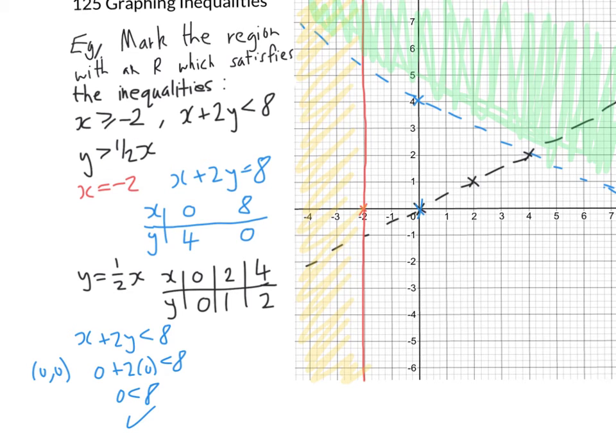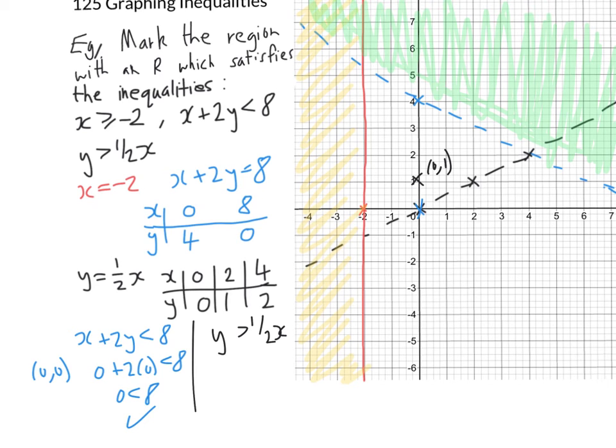Last one then is this one here. We've got y is greater than half x. Now the problem with this one is that if we pick the point 0, 0, it is on the line. You cannot pick a point that's on the line to run a check. We want to check above the line or below the line, but not on the line. On the line is where it's equal to. So I'm going to pick a point above this line. Let's pick the point 0, 1.